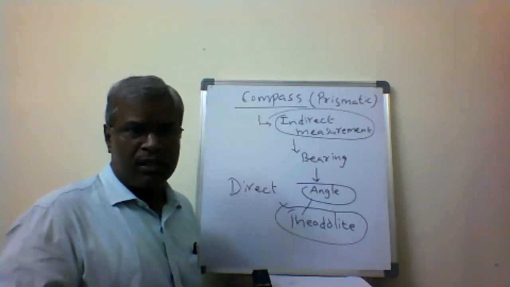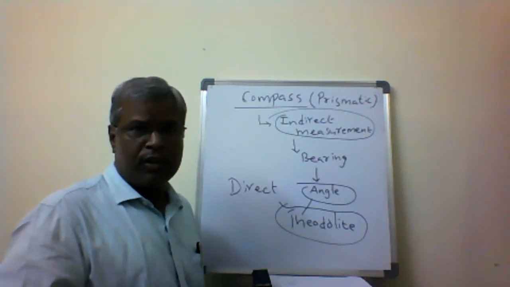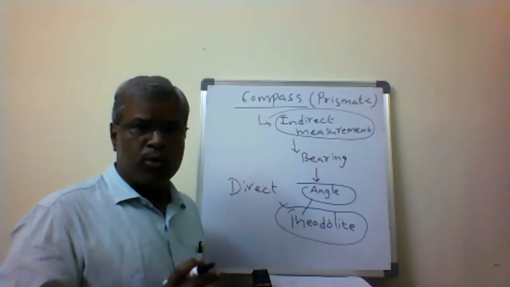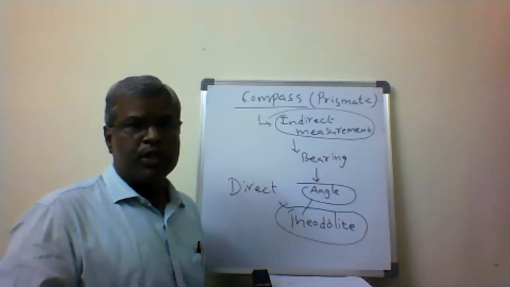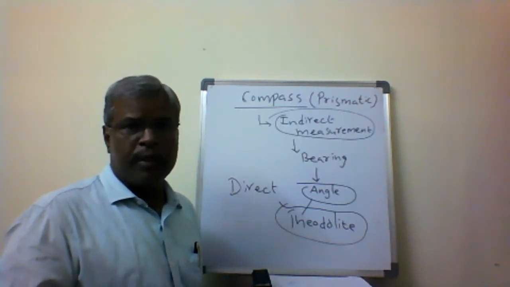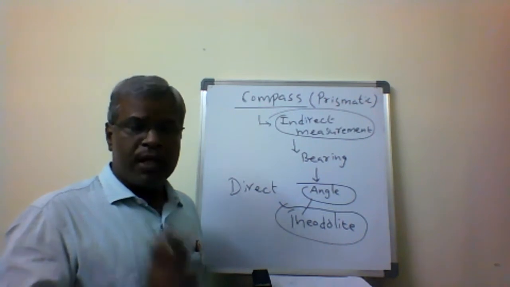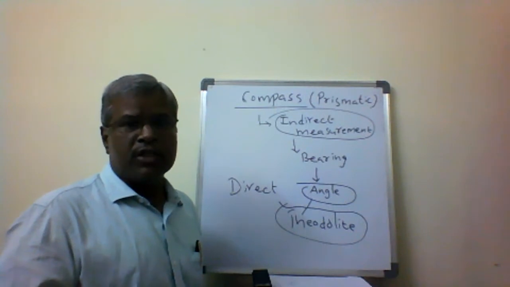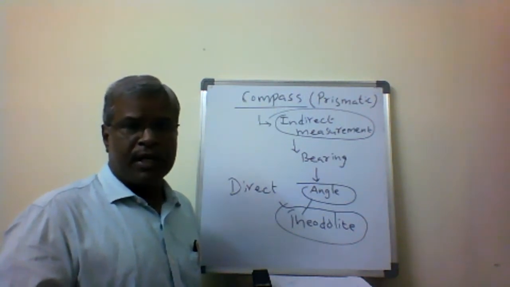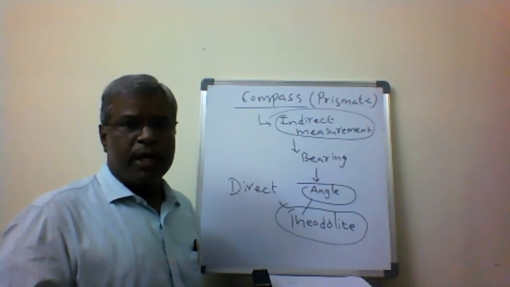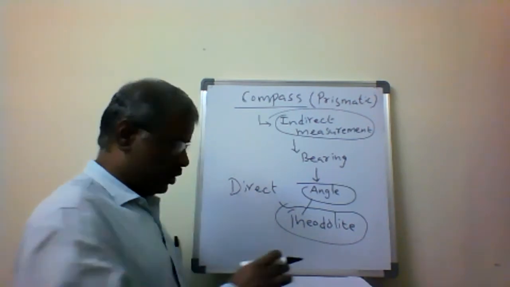Bearing is the direction. It is given from a reference direction, either true north, magnetic north, or arbitrary north. From true north, the bearing is called the true bearing. From magnetic north, the bearing is the magnetic bearing. From arbitrary north, the bearing is called the arbitrary bearing. So bearing always gives the direction, and from the direction I can calculate the angles. That's why it is called indirect measurement of angles using the compass, as opposed to the direct measurement of the angle using the theodolite.